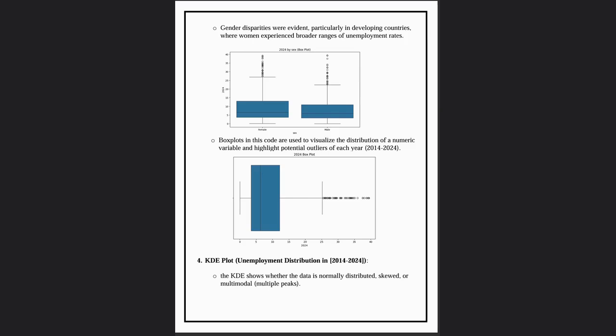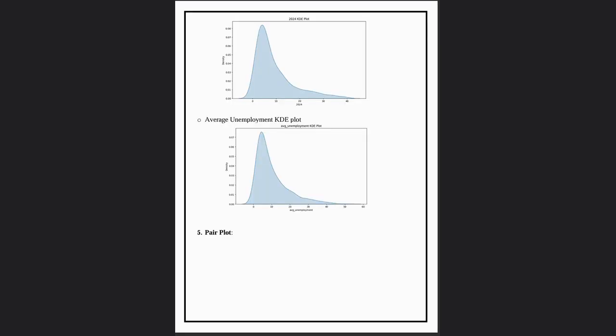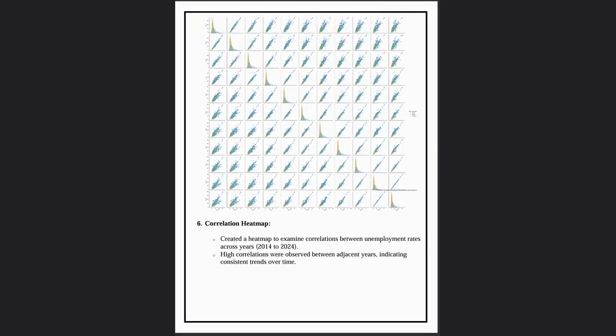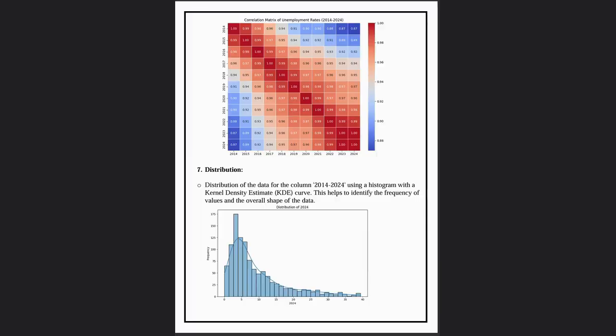The KDE plot shows whether the data is normally distributed, skewed, or multimodal. As you can see, I also plotted pair plots. I also created a heat map to examine correlations between unemployment rates across years 2014 to 2024. Then I also plotted the distribution of data from 2014 to 2024 using a histogram.